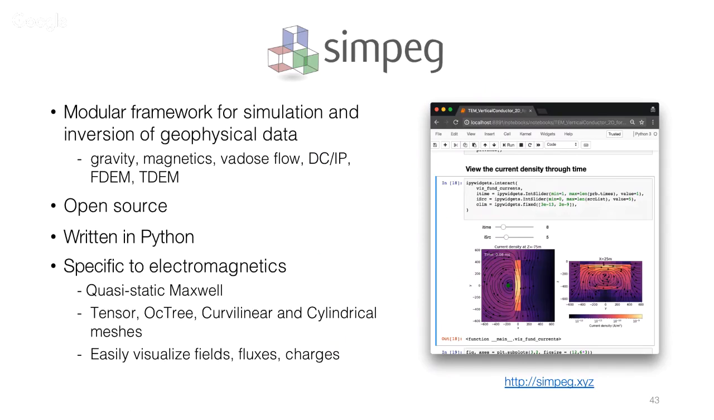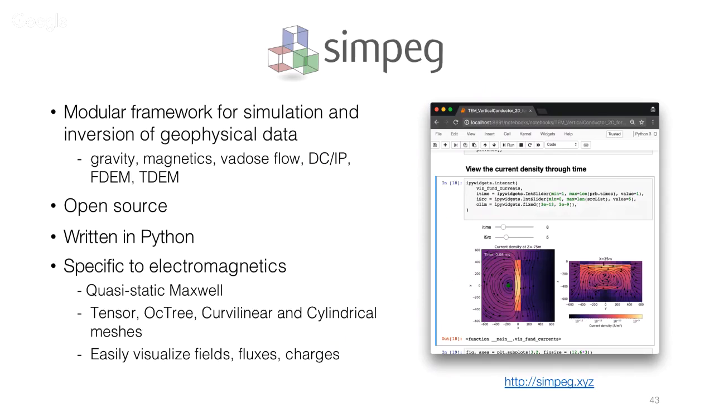It treats both gravity and magnetic. A lot of the magnetic conversions that I showed you today are all available as open source codes in SimPEG. Then there's some DCIP work, and there's frequency and time domain. So there's code out there that exists, and a lot of things that we've developed, I've shown here. As I said, it's all written in Python.